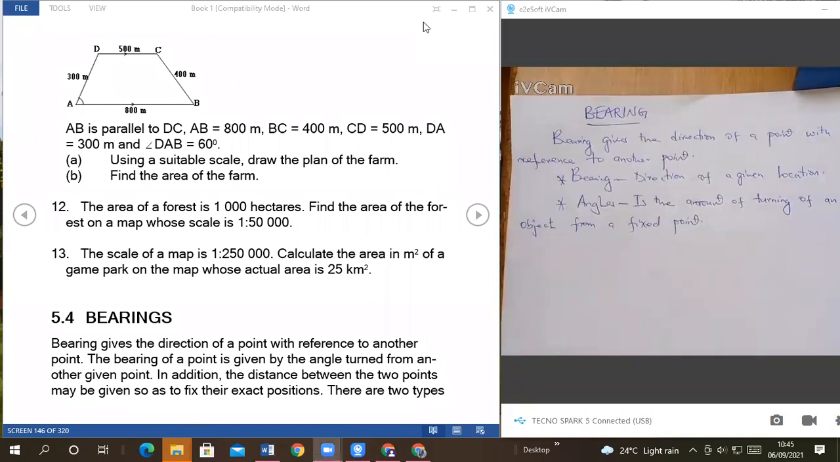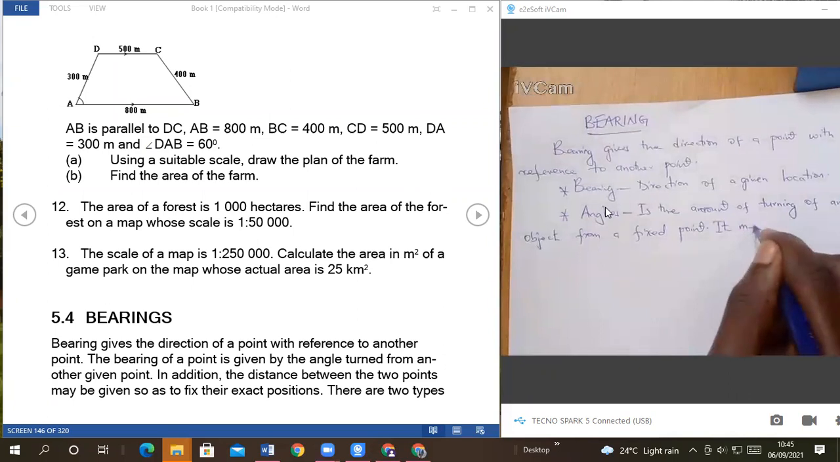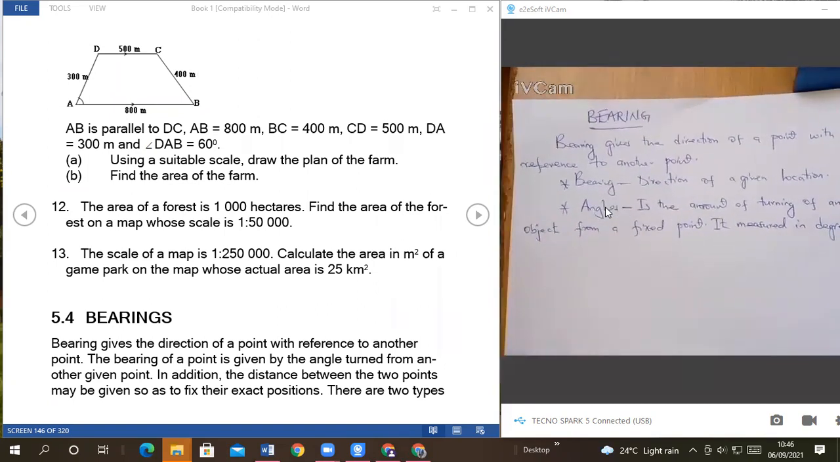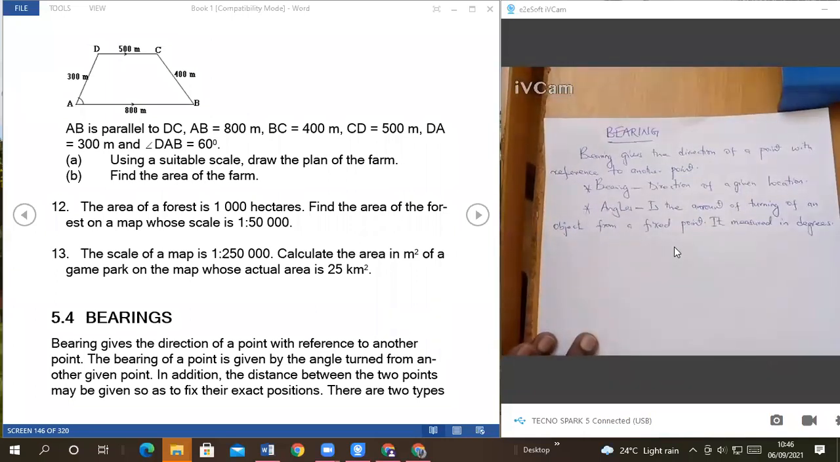Members, are we together? Senior ones, are you with me? Yes. Okay. So that's also a very important component in angles. And we said angle is measured in what? Degrees. Angle is measured in degrees.